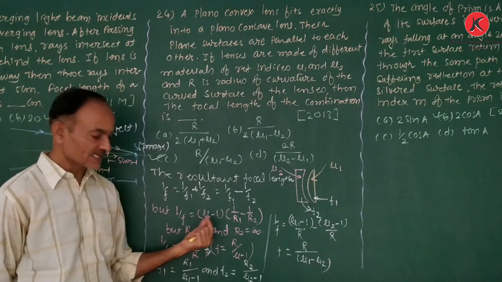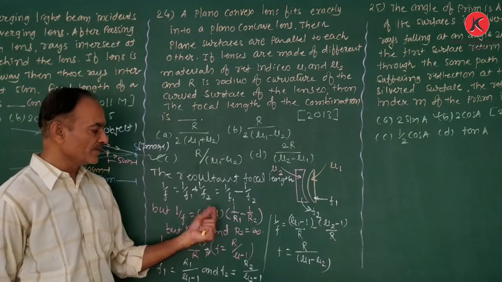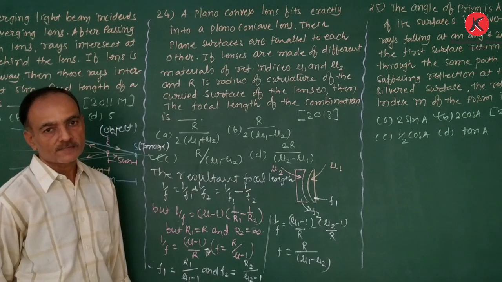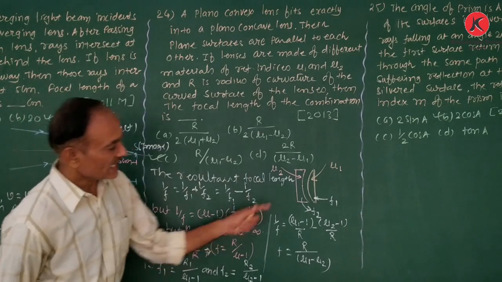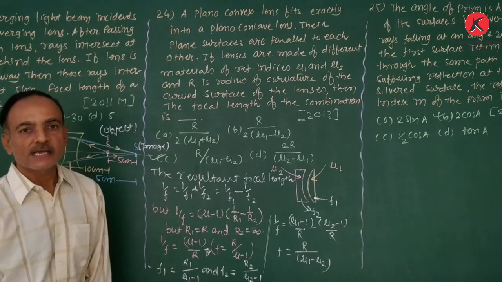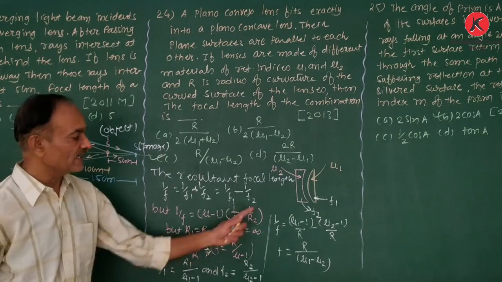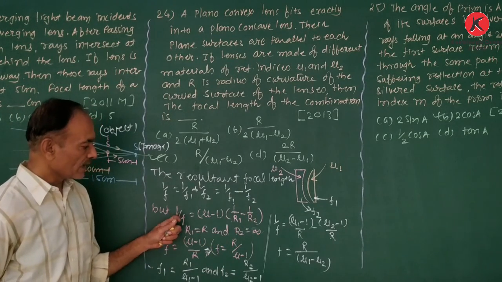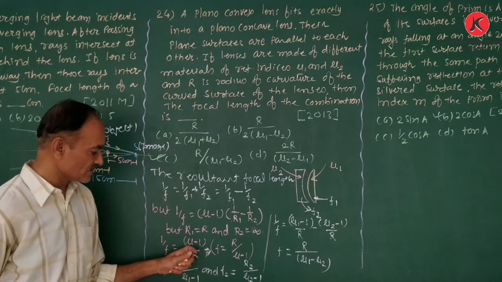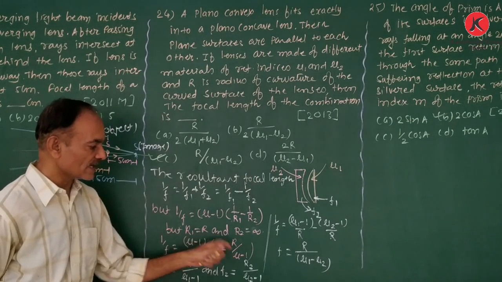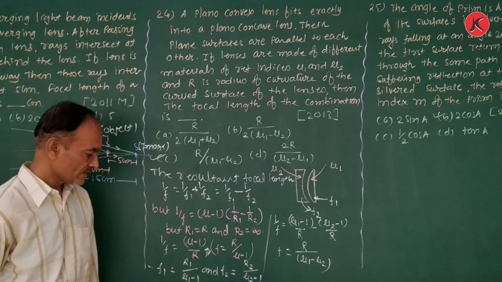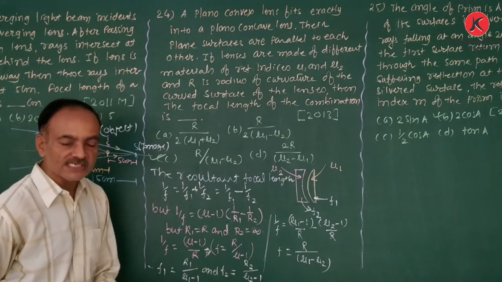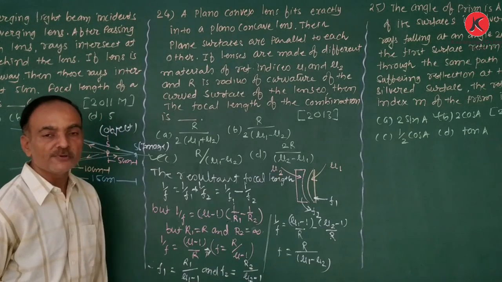Now from lens maker's equation, 1 upon f is equal to mu minus 1 upon r1 minus 1 upon r2. Here the second surface is plane. Therefore its radius of curvature is infinite, therefore its value is 0. r1 we take as R, therefore 1 upon f is equal to mu minus 1 upon R. Therefore f is equal to R upon mu minus 1. Therefore f1 is equal to R1 upon mu1 minus 1 and f2 is equal to R2 upon mu2 minus 1.